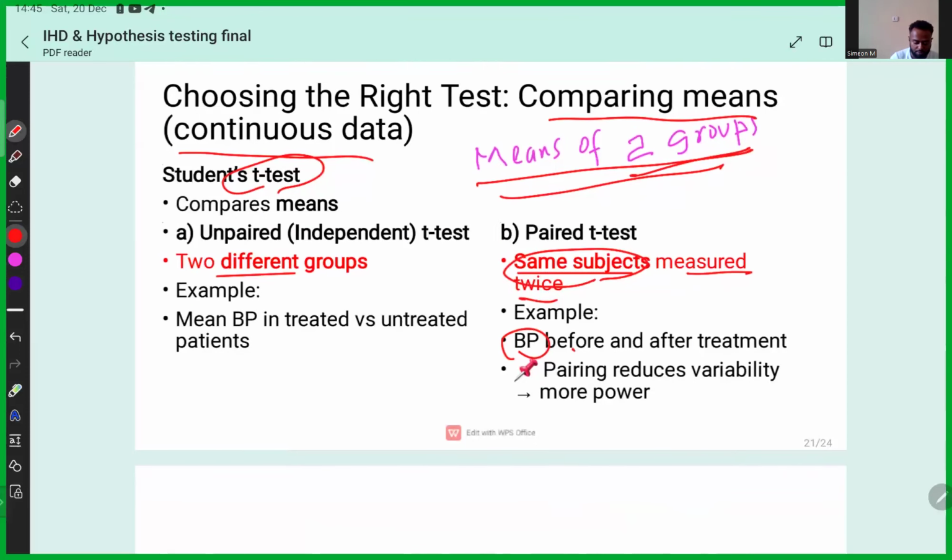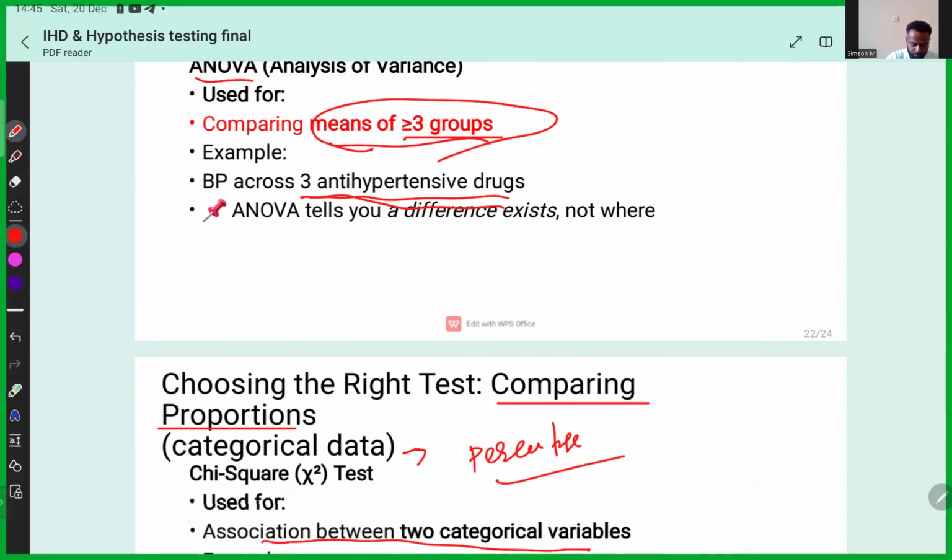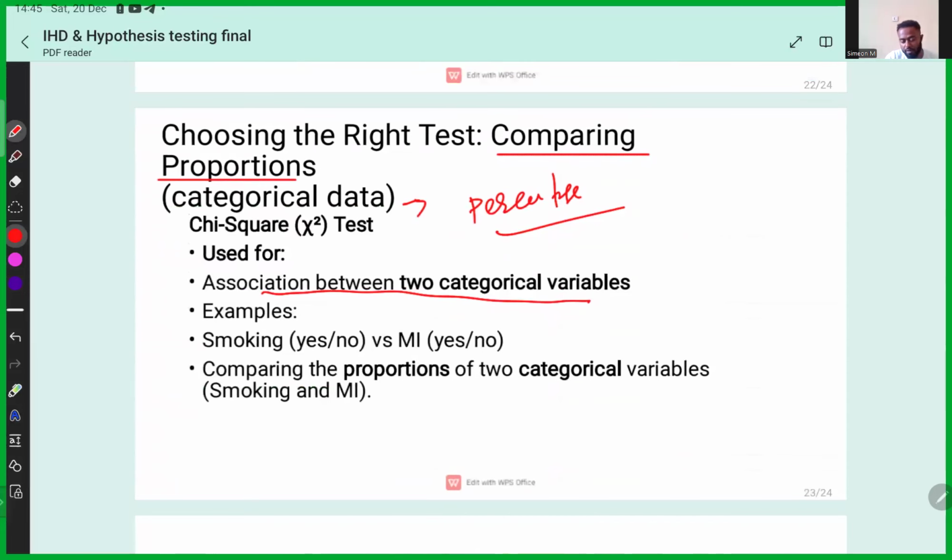We use paired t-test. The other one is ANOVA, which is analysis of variance. We are comparing continuous data, but we use it for three or more groups. As an example, let's say we are comparing blood pressure across three antihypertensive drugs. We use ANOVA.